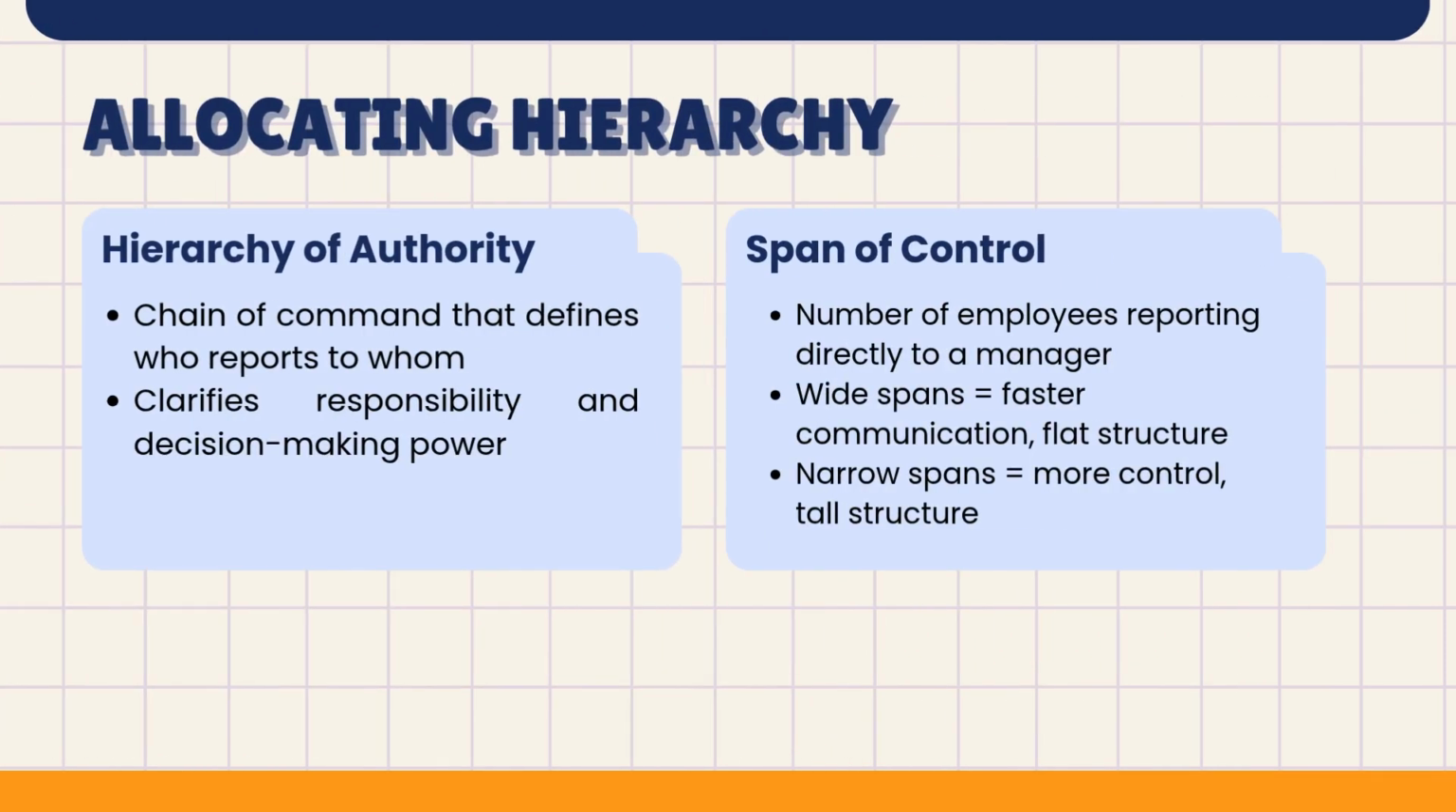Coordinating through the hierarchy. To keep things running smoothly, managers rely on the hierarchy of authority. This chain of command clarifies who reports to whom. Span of control is also important. It's the number of employees reporting directly to a manager. Wide spans mean faster communication, while narrow spans give tighter supervision.